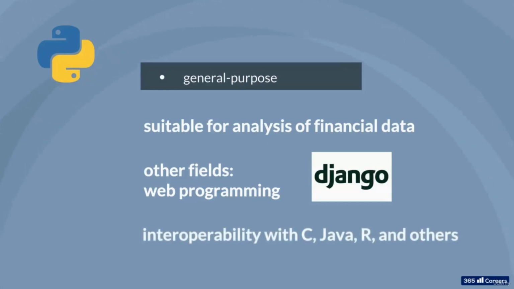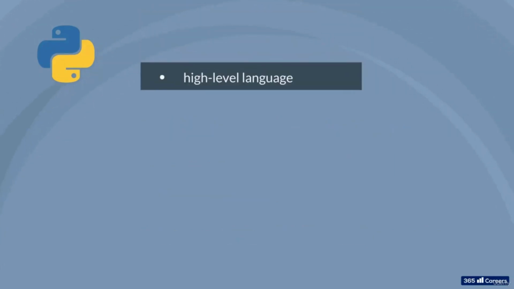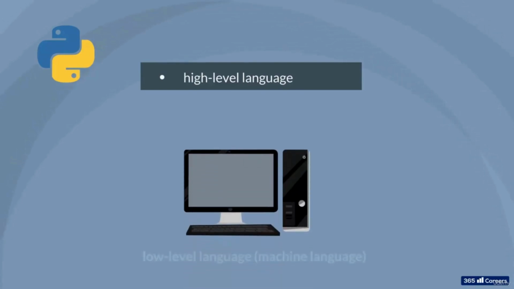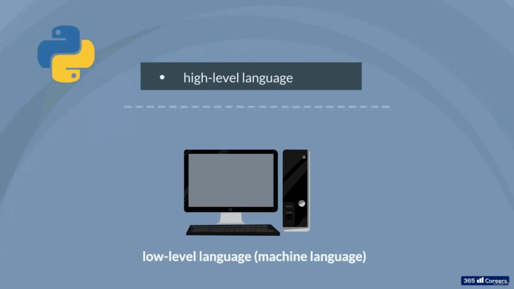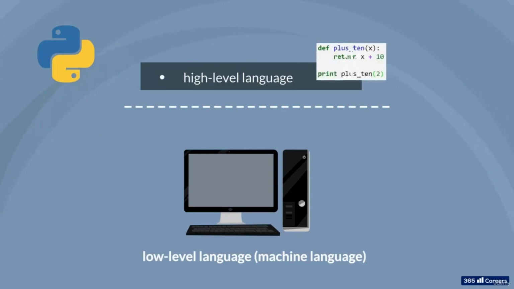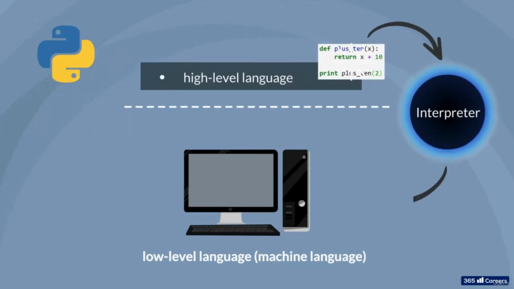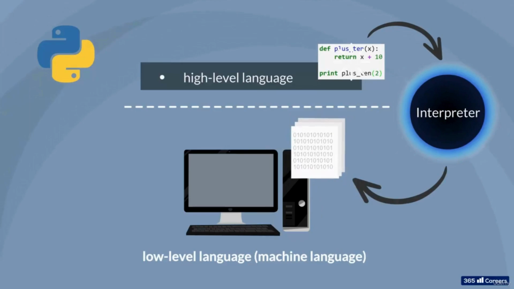the interoperability with other programming languages could be an explanation why some large organizations have chosen Python as their main programming language. High level. This is slightly more technical. Broadly speaking, computers can run programs written in low-level languages only, also called machine languages. So, a program written in a high-level language must be first interpreted into a low-level language before it can be executed.